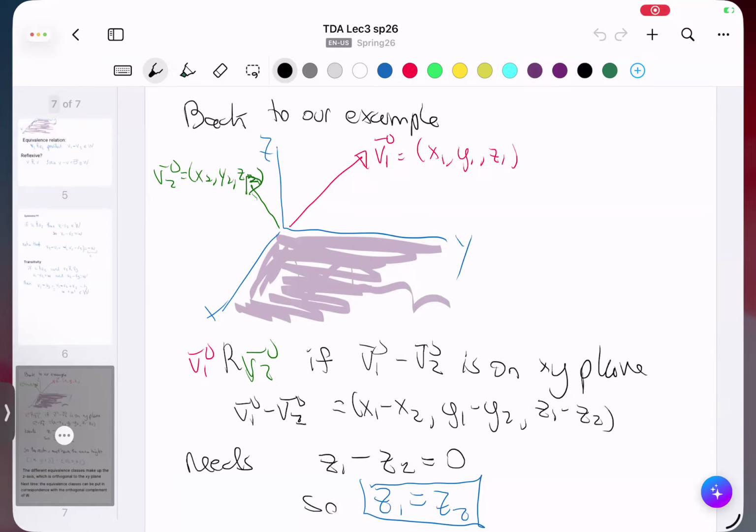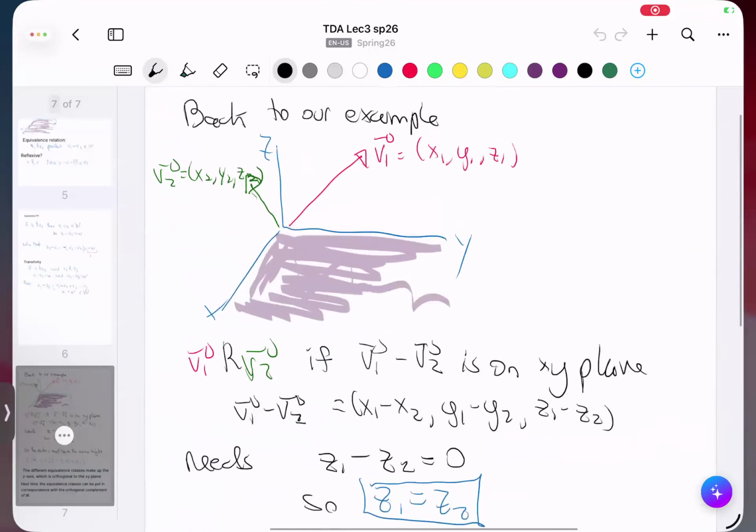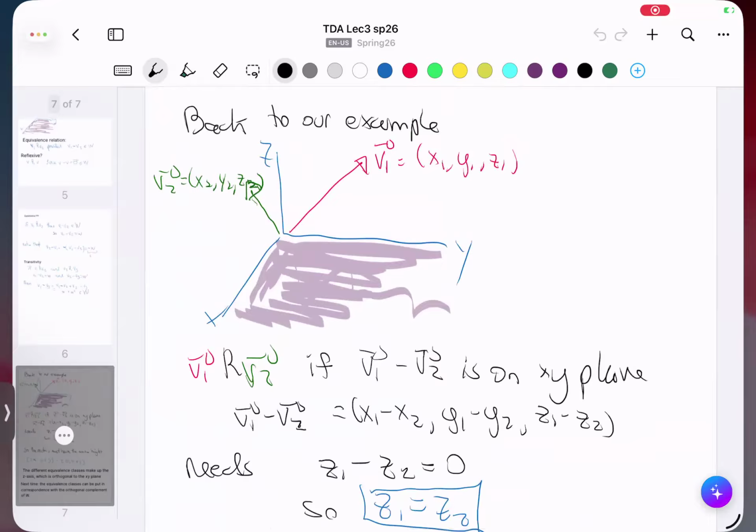So what I was telling you is that the equivalence classes in this case, you can refer to an equivalence class just in terms of its height. And so z can take any value on the number line. So the equivalence classes can be represented by the z-axis in this picture. That's what's happening in this case. But what is the z-axis? From this perspective, you can think of it as the orthogonal complement to the xy plane.